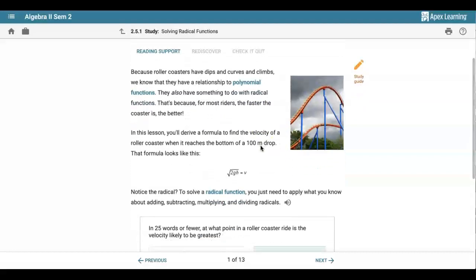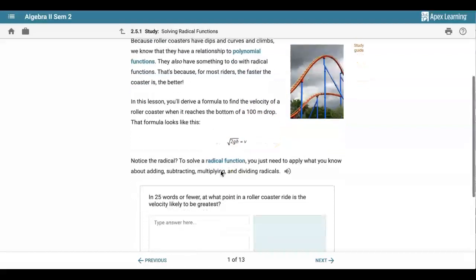Just remember, don't be intimidated by these unknown equations here. They're just standing for different variables. Obviously this is a math class, so this is all about using those equations, not memorizing or knowing them off the top of your head. Roller coasters have relationships that are similar to polynomial functions, and we're going to find out in this unit they also have some things to do with radical functions. The equation we're going to use for the roller coaster with the radical function is the square root of 2gh equals v.